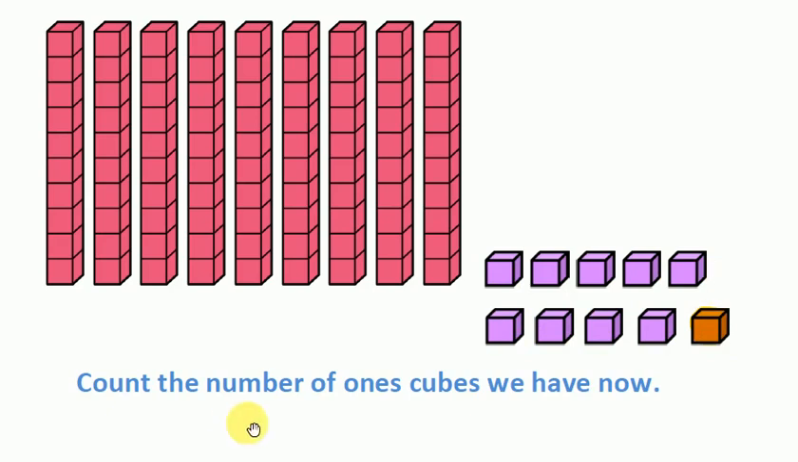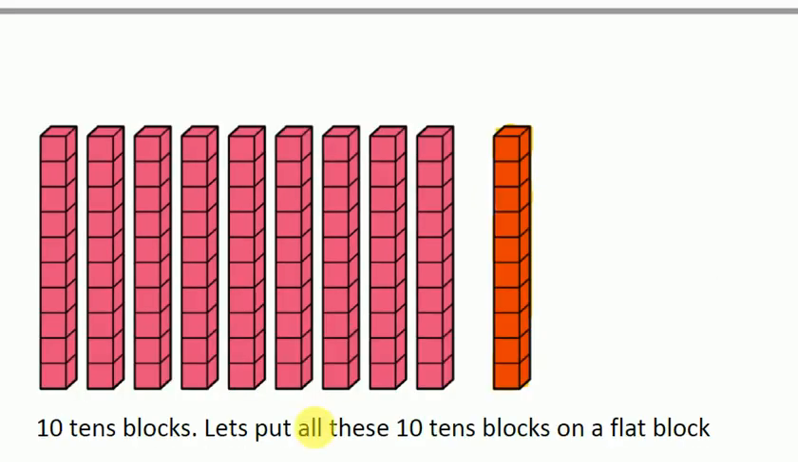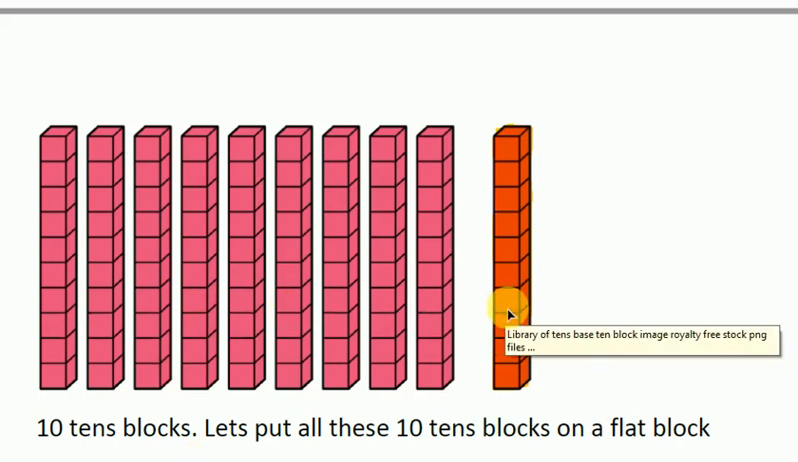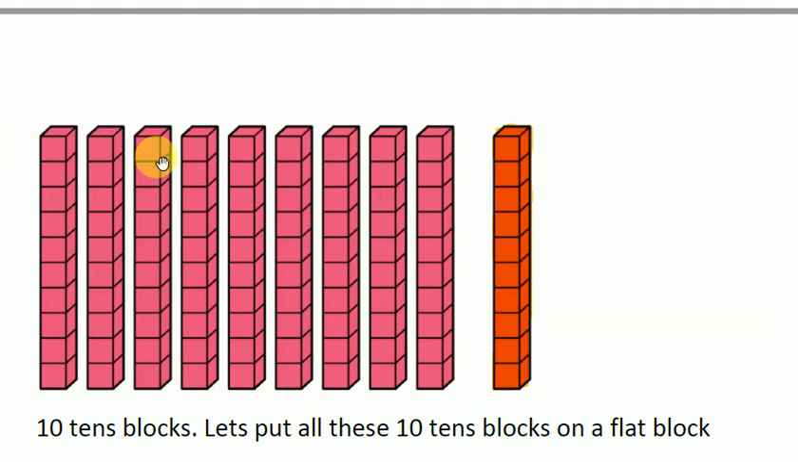So we can replace these 10 ones cubes with a tens block. Here you can see I have replaced the 10 ones cubes with 1 tens block. So now we have altogether 10 tens blocks. 1, 2, 3, 4, 5, 6, 7, 8, 9, 10. So you have 10 blocks.